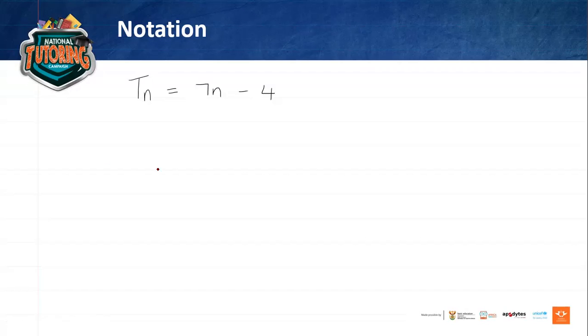Your notation is important. You need to know what each of these Tn and n and all of that means. So this is an example of a general form for a linear number pattern. Tn is telling us the term value, and it is for the nth term. So in this case, Tn for the nth term is equal to 7n minus 4. n is the position we're in.